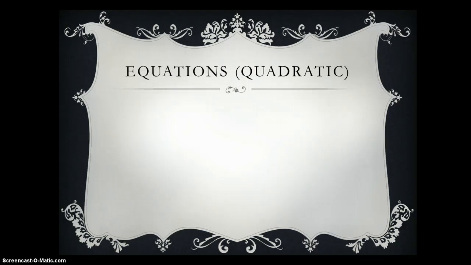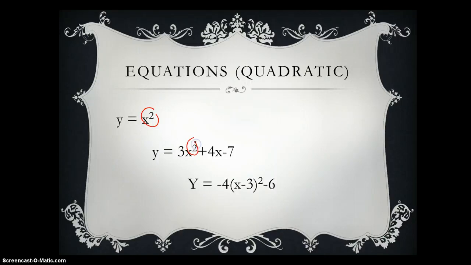So in quadratics, our equations are going to be things like y equals x squared, y equals 3x squared plus 4x minus 7, or we can get creative with some parentheses, like y equals negative 4 times (x minus 3) squared minus 6. Notice that in all of these, we are taking our x value and squaring it. Though in this last case, we don't directly have the x being squared. Because it's in those parentheses, it will come out to be an x squared if we multiply that out.